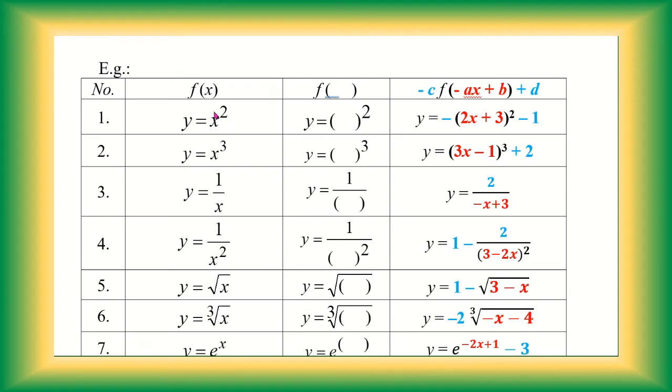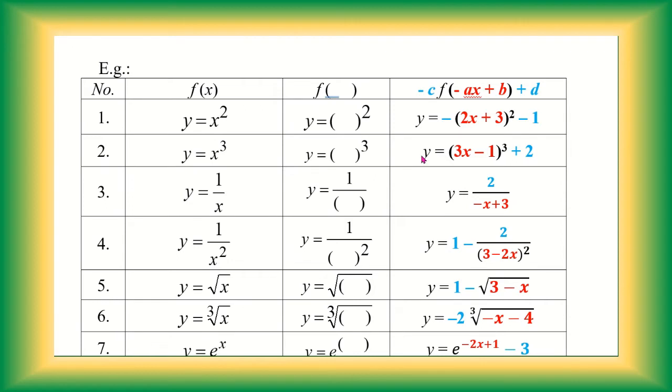Now we simply replace the x with a brackets and compare back to the function, and we can see that 2x plus 3 is inside the brackets. So the terms that are inside the bracket, that's x-coordinate transformation. Then other terms that are outside the brackets, that's y-coordinate transformation.